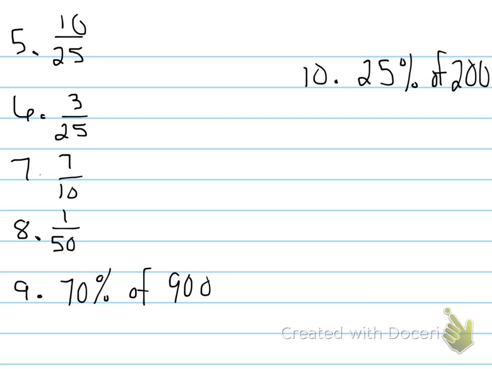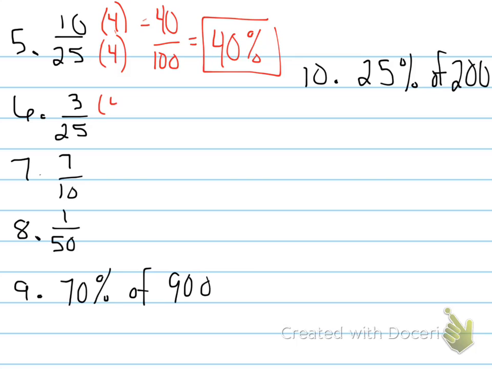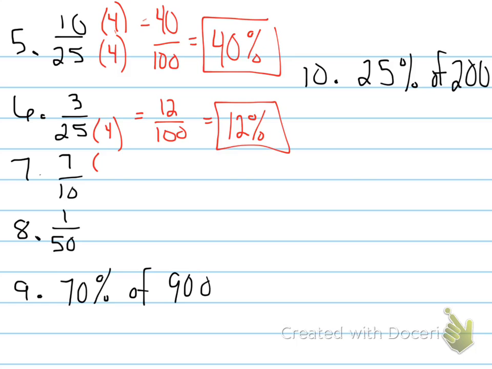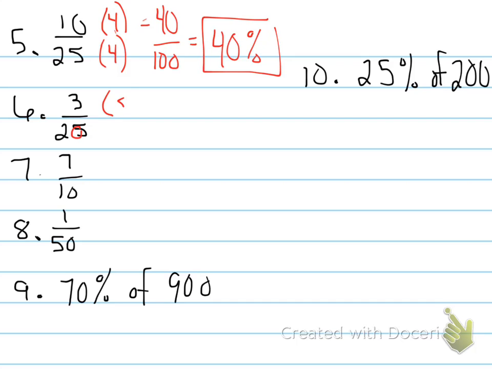All right, so number 5, what did you multiply by? Just tell me, what did you multiply by? 4. Multiplied top and bottom by 4 to get 40%, hopefully. Okay, number 6, what did you multiply by? 5. Well, did I write that down wrong? Oh, I wrote that down wrong. Sorry, guys. Multiply top and bottom by 5, and you get 15 over 100, and that gives you 15%.